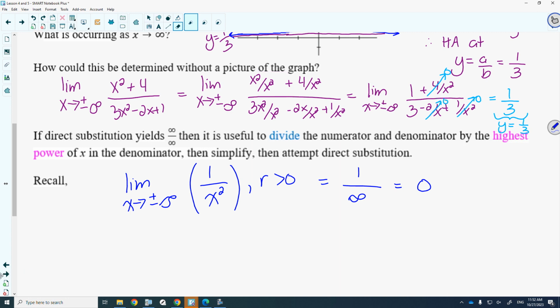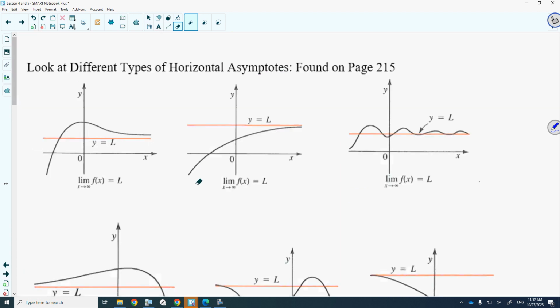Okay, here is just a screenshot from your book on page 215. Now, something that's important for horizontal asymptotes that sometimes students have a hard time with is your graph could actually cut through a horizontal asymptote. Your graph will never cut through a VA, but it can cut through an HA. What we care about is what's called end behaviors.